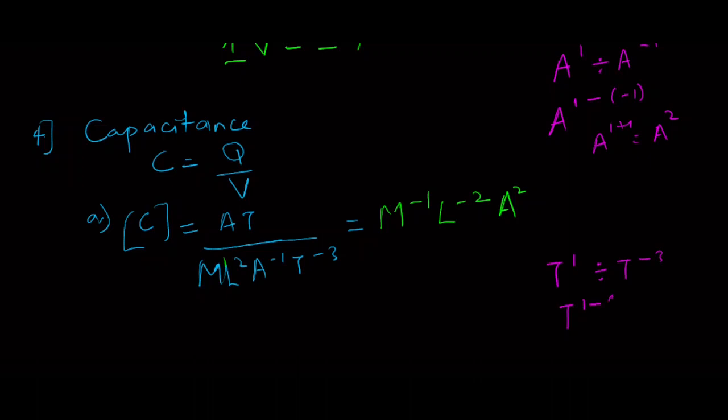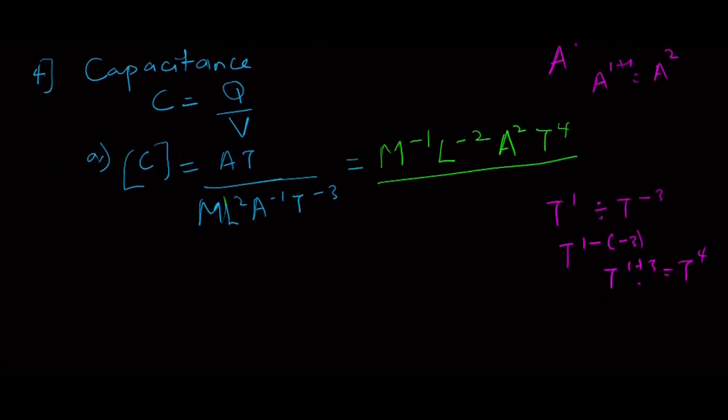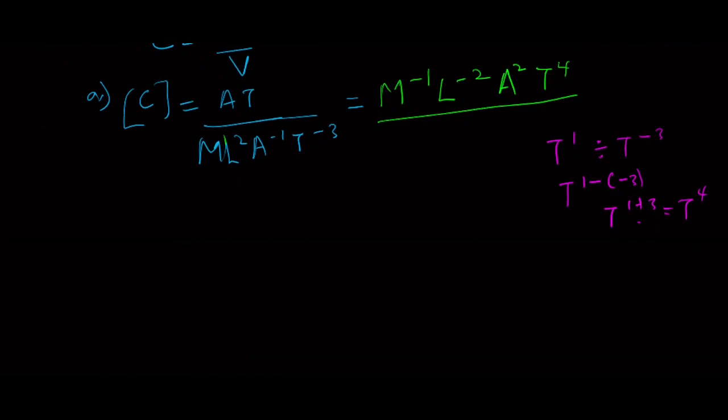Division means minus, then we also have minus 3, and that will give us t raised power 1 plus 3, and that gives us t raised power 4. So in short, we are going to be having t raised power 4. So the dimension of capacitance is M raised power minus 1, L raised power minus 2, A squared, T raised power minus 4. Just try to solve it that way.